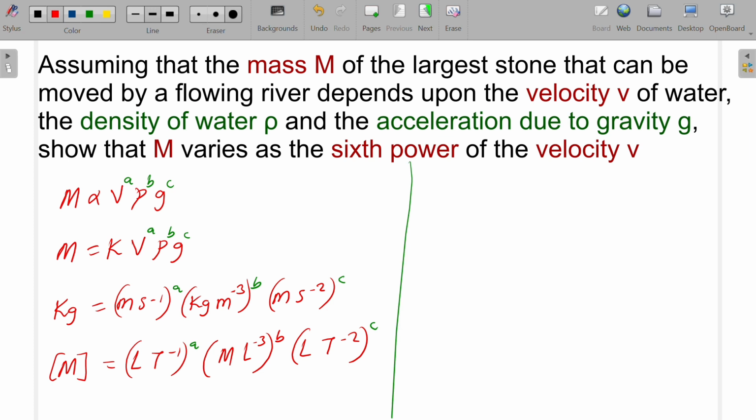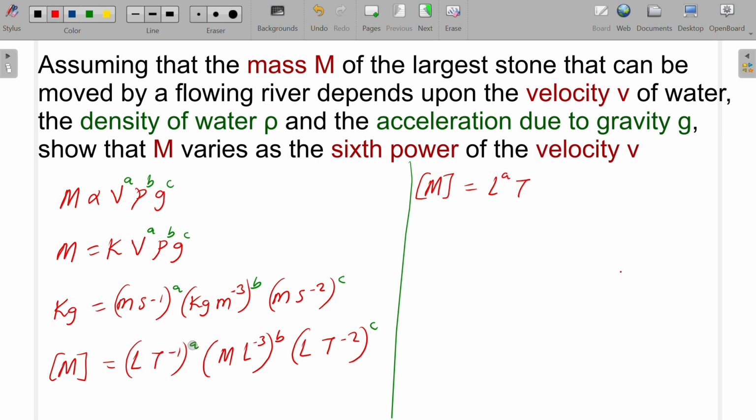Now, to simplify what we have on the right side, we're going to multiply what we have in brackets with their powers. On the right side, let's start with the left. The left is to have M like that. On the right side, what we have in the first part is L given to the power of a. Remember, all those inside there are given to the power of a.